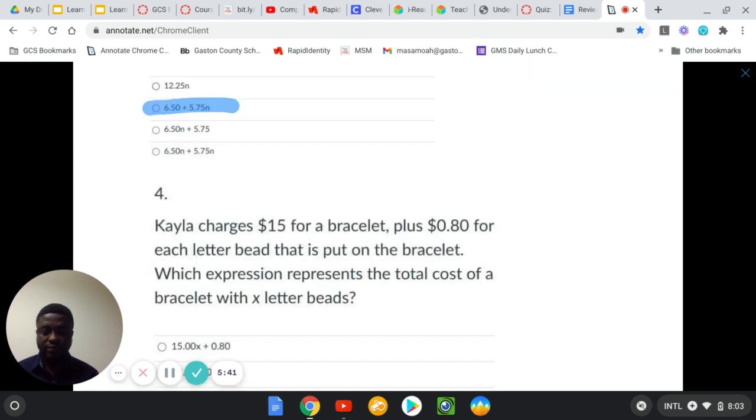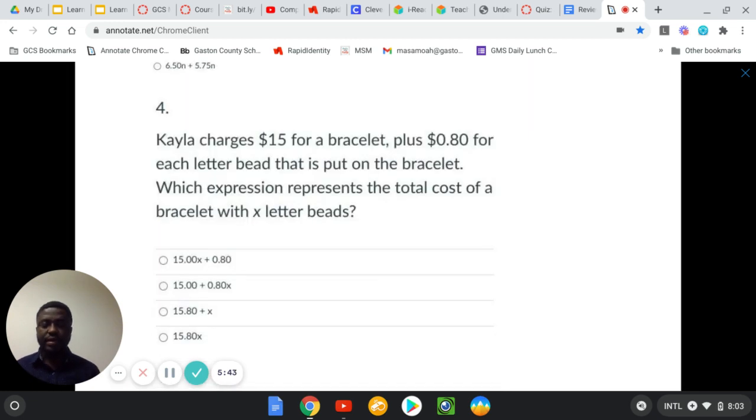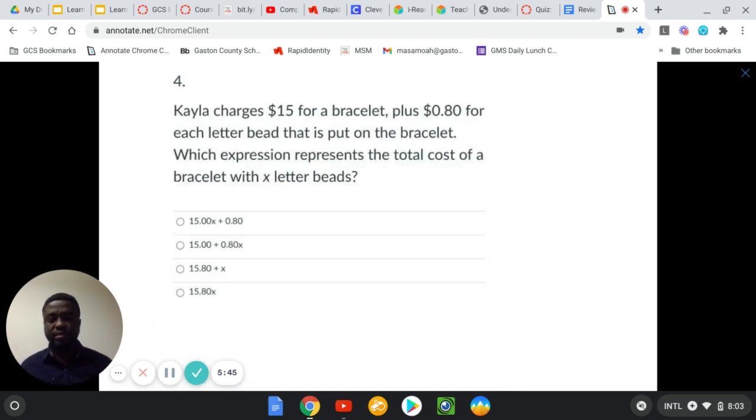Okay, question number 4. Carla charges $15 for a bracelet plus $0.80 for each letter that is put on the bracelet. So which expression represents the total cost of a bracelet with x letters?